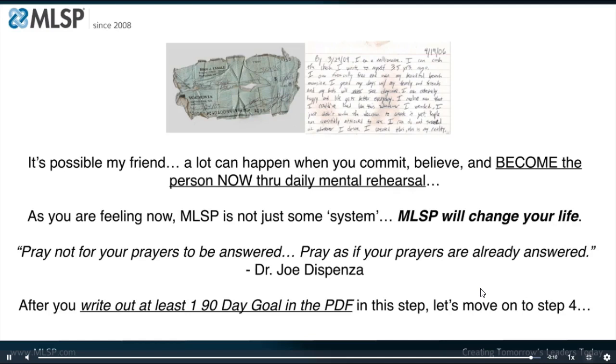Let's move on to step number 4. This is exciting. We are creating a new you. You are about to get results. Feel that. Believe in the process, and I will see you in step number 4.